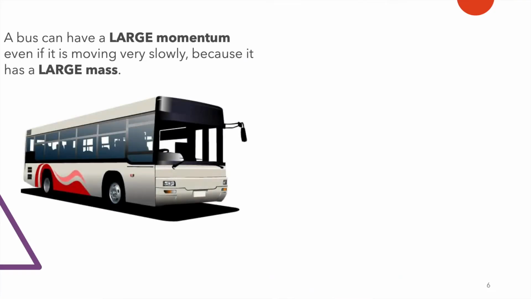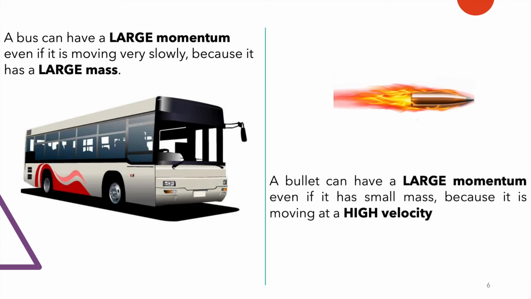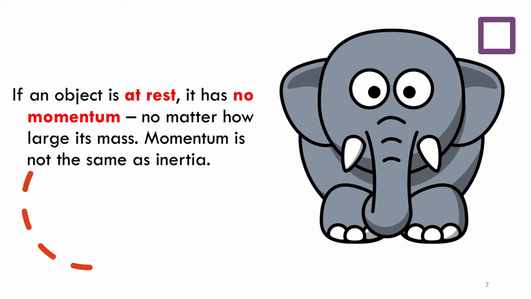Note that a bus can have a large momentum even if it's moving very slowly because it has a large mass. Or a bullet can have a large momentum even if it has small mass because it is moving at a high velocity. But if an object is at rest, it has no momentum, no matter how massive the object is. Take note that momentum is not the same as inertia.